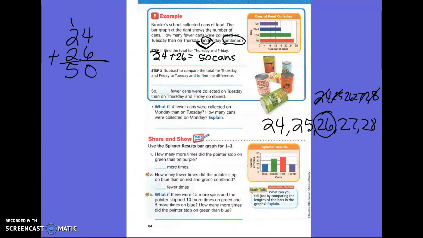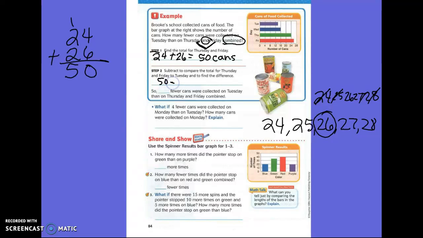Now let's look for the second step. Second step says to subtract to compare the total for Thursday and Friday to Tuesday and find the difference. So, what did we get for Thursday and Friday? 50. And now we're going to find the difference. 50 minus what?